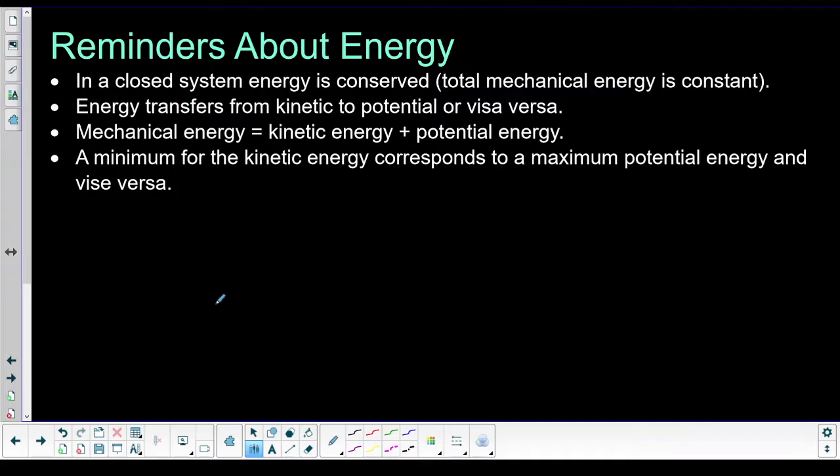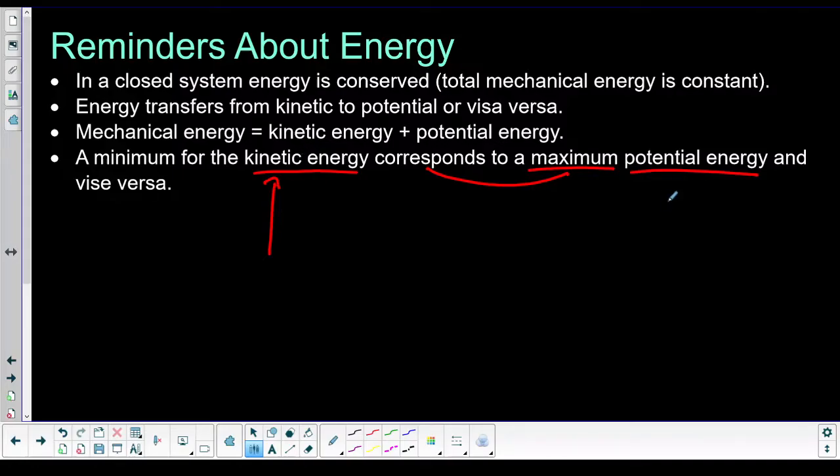The last thing we need to know is that when there is a minimum for kinetic energy, that corresponds to a maximum for potential energy, and vice versa. So if they ask you a question like, when does the object move the slowest? They're asking you about kinetic energy. There's no way the AP test is just going to give you that information. They've got to obfuscate it from you because they hate you and they want you to be unhappy.